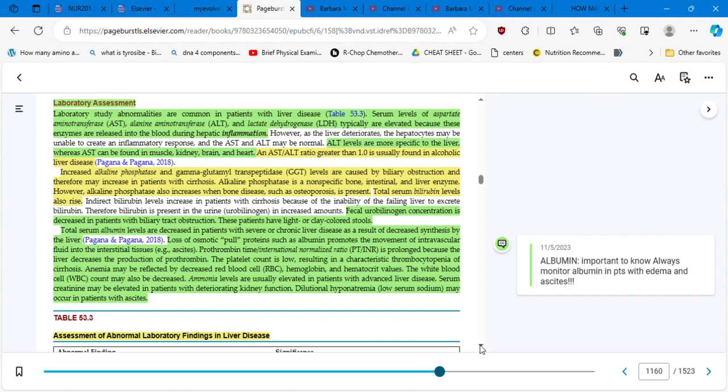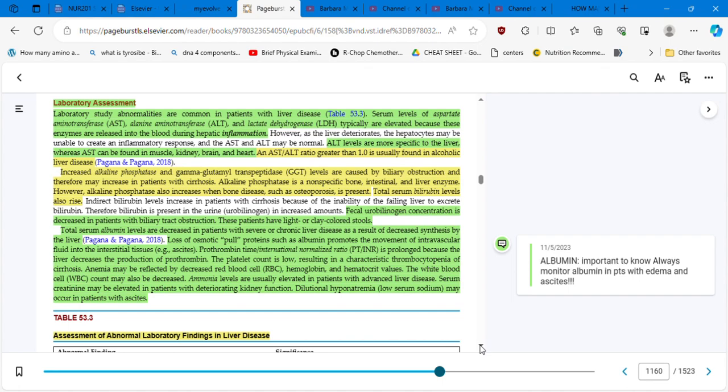ALT levels are more specific to the liver. You see AL, the L of liver, whereas AST can be found in muscle, kidney, skin, brain, and heart. So that's something to remember. You can remember ALT is more related to the liver, AST to everything else.